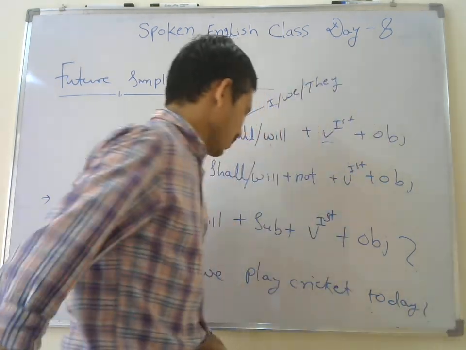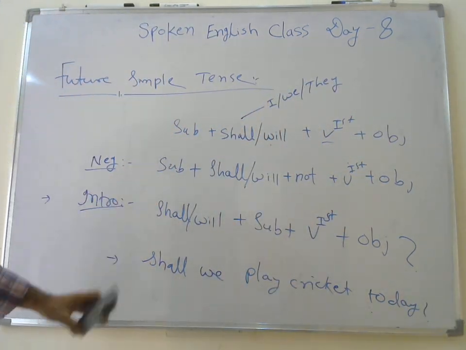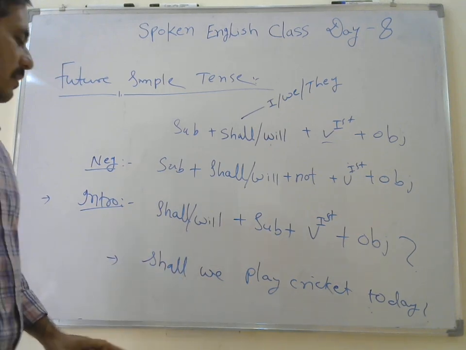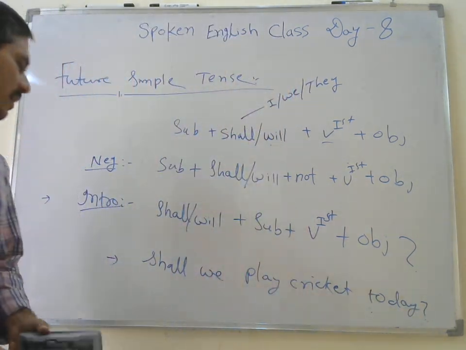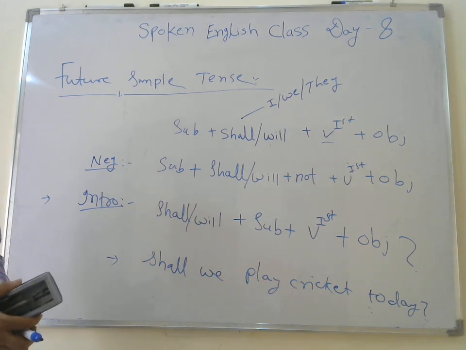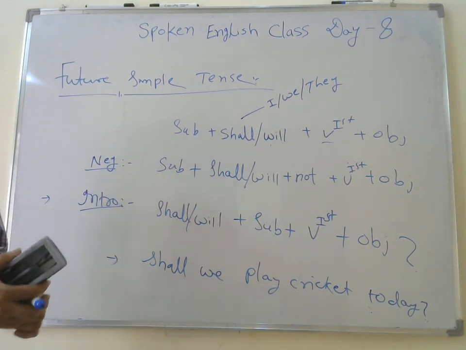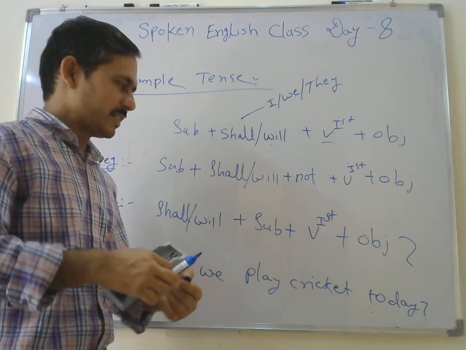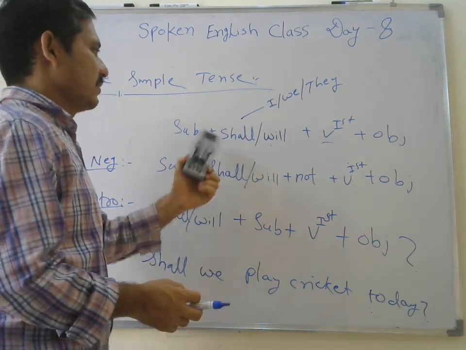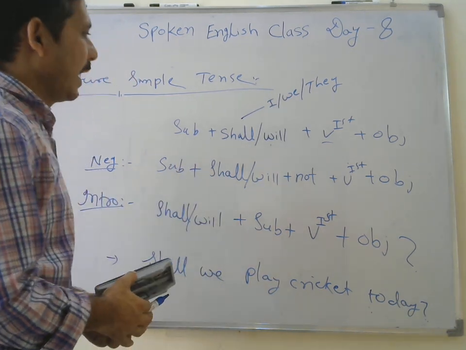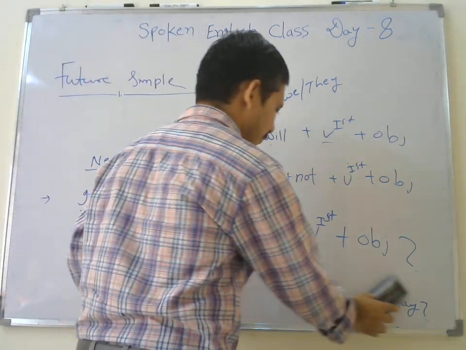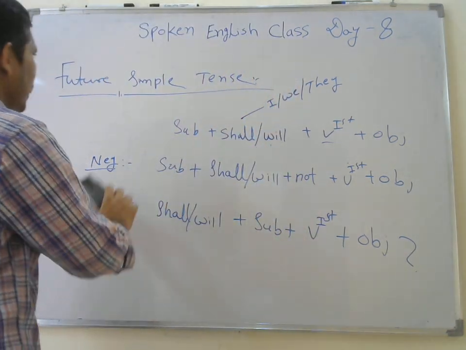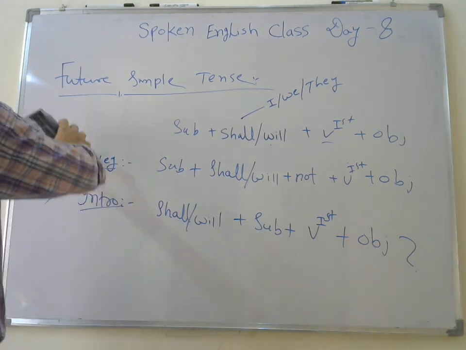Alright, friend. So this is the structure, your negative and interrogative. The interrogative is your question sentence. So this is the future simple tense, friends. The simple structure, the only thing you need to remember here is shall and will, and then the verb first form will come. So till now, in the helping verbs, what we have completed, I hope you have noted it down.